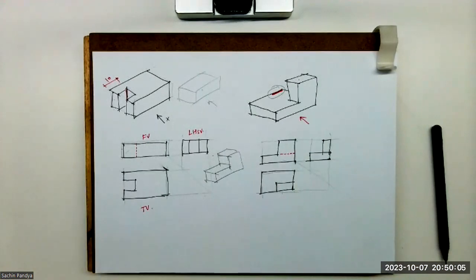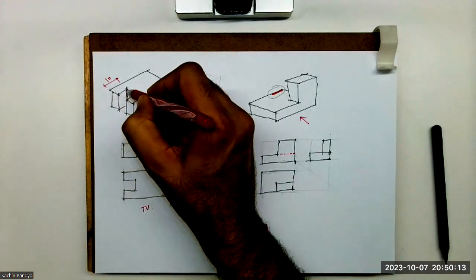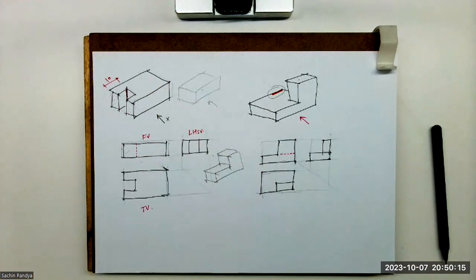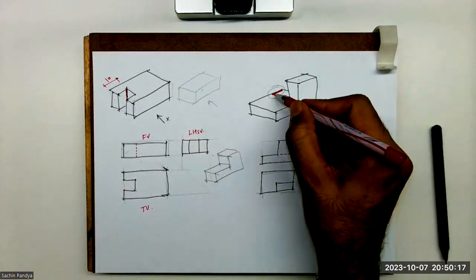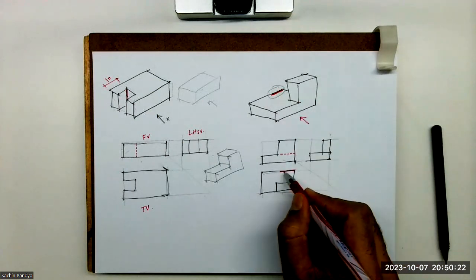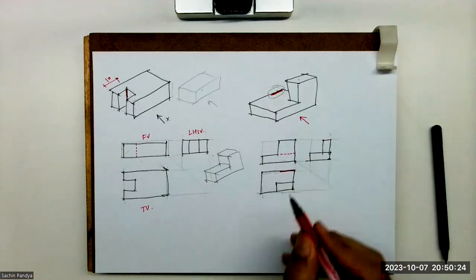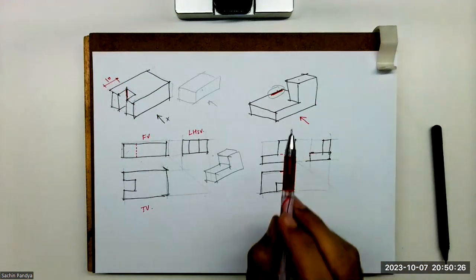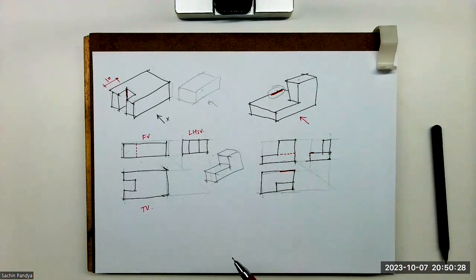I hope you have understood what dotted is. Dotted is the part which is not seen from that particular view. So this edge is not seen from the front view. That's why it is dotted. This edge is not seen in the front view, but it is seen in the top view. See this, same portion, side view. Only in that particular view it will be dotted, where it is not seen from that view. I hope everyone understood this. Thank you.